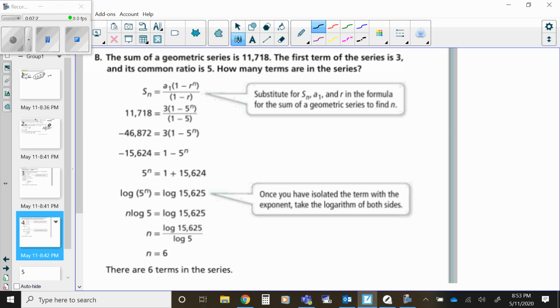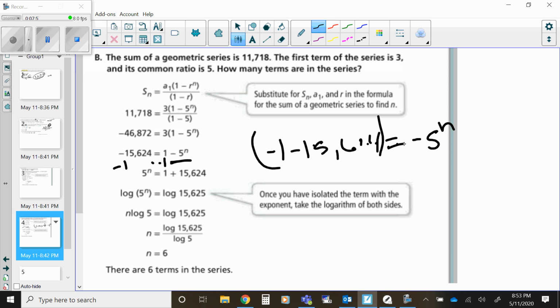And then after they divide by 3, they say, wait, we want to get this by itself. So they do a couple steps here. They minus 1, minus 1. So you end up with negative 1 minus 115,624. And that should equal a negative 5n. And I know you don't see that because then they say, hey, we don't want a negative, so we times everything by negative 1. So times by negative 1, times by negative 1, times by negative 1. And that becomes a positive 1, a positive 15, and a positive 5n, and that's what they get right there.